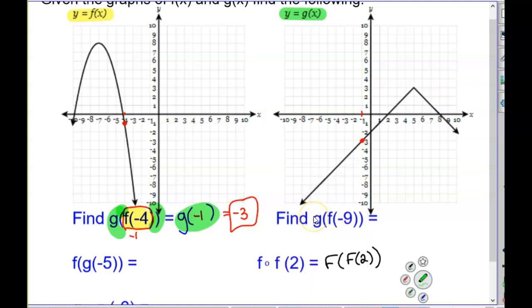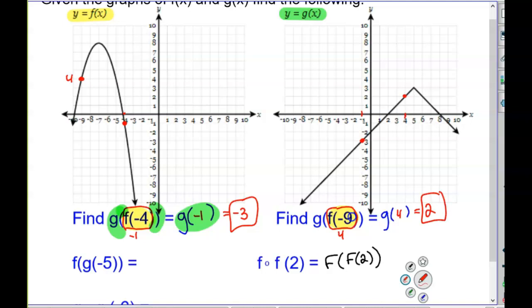Well, let's just take a look at kind of the idea of the layers here. So if I want to find g of f of negative 9, I'm going to deal with the inner part first, and I'll go and find what is f of negative 9. So here's the function f. F of negative 9 looks to be right there at 4. So then I'm going to think, all right, what is g of 4? So then I go to the graph of g. Where is 4? What is its output?